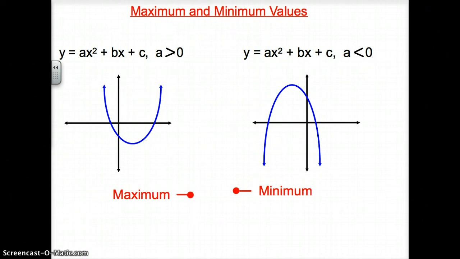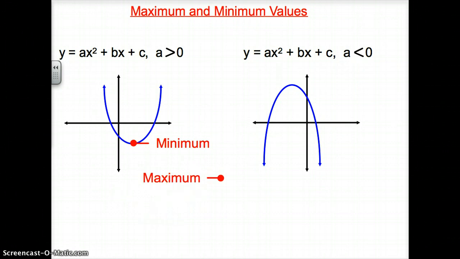Now, determining whether we have maximum or minimum values. We have this one where a is greater than 0. If a is greater than 0, we have to remember that our parabola will open up. So if the parabola opens up, what will be our lowest value? We will have a lowest value, which will give us a minimum. But if we jump over here, and this a is less than 0, that would be a negative 2, negative 3, the parabola will open down, giving us a maximum.